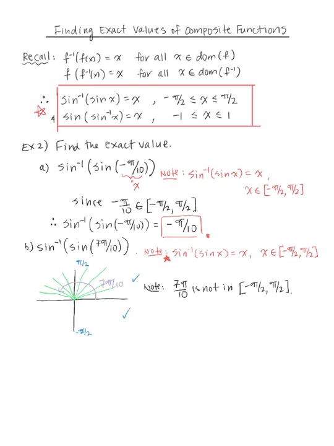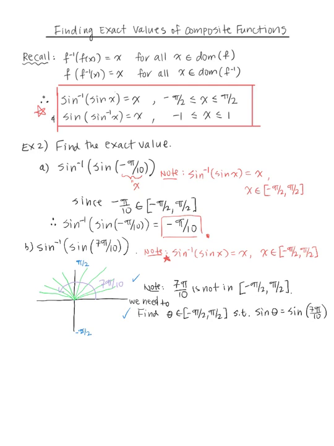So in this case, we need to find theta that's between negative pi over 2 to pi over 2 such that sine of theta equals sine of 7 pi over 10. Let me just write that out. We need to find theta that's between negative pi over 2 to pi over 2 such that sine of that angle theta better equal sine of 7 pi over 10. Basically, we're looking for a reference angle, that's all. Okay, so let's find a reference angle.